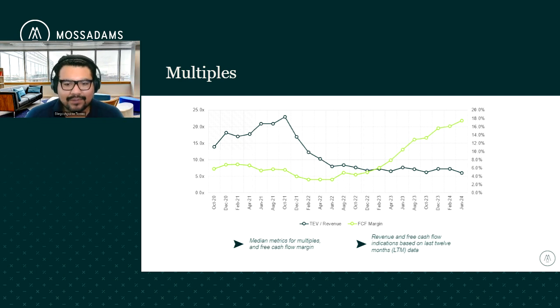And yet we have not been able to get back to the multiples levels seen in late 2020 and in early 2021. Now, perhaps what we can glean from this data is that companies, particularly in the software space, are resetting priorities. The focus appears to be more in generating free cash flow while growing revenue in a sustainable manner.